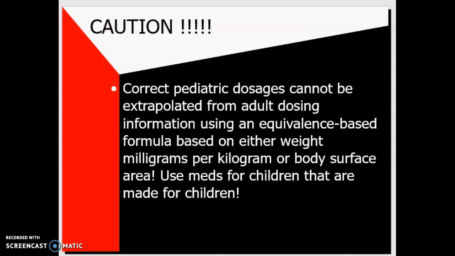A couple words of caution. Pediatric doses cannot be extrapolated from adult dosing information using an equivalence-based formula, which leads to extremes; look at weight, milligrams per kilogram. Use medications for children that are made for children. Don't be that nurse. The other caution is that it takes literally less than a couple of seconds for a child to get a hold of a medication. I don't know how many times I have seen a child get a hold of a medication and it's in their mouth before you mean for them to have it, or it's not their medication. So always with pediatric patients, keep your eyes on those medications.